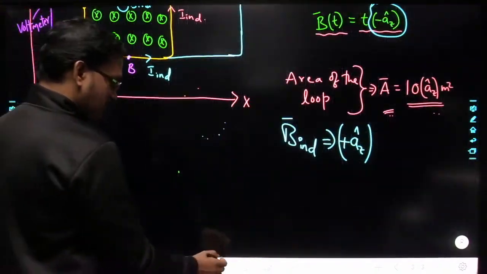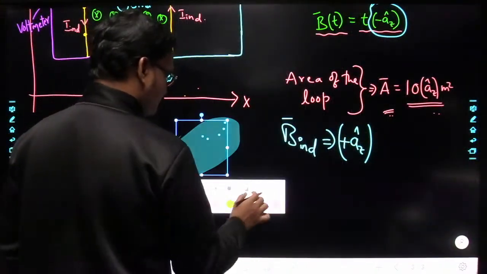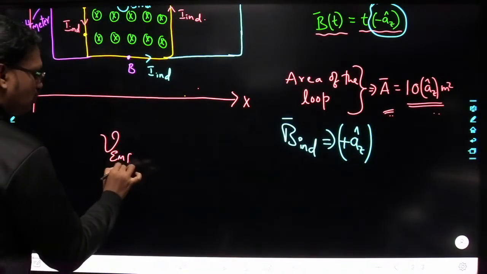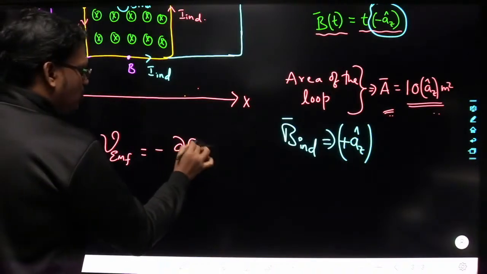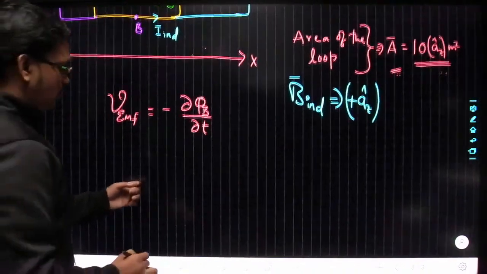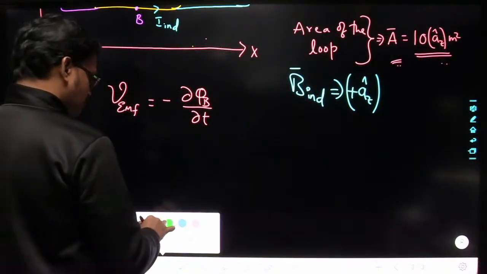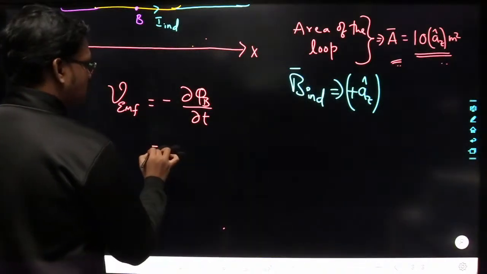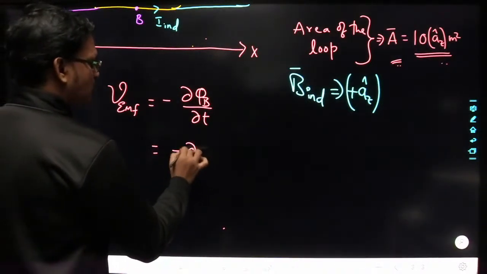See, we know that from Faraday's law, the induced EMF is equal to minus dou phi b by dou t. So we try to determine the induced EMF. So what you are going to get? Tell me. So this is equal to minus dou by dou t.